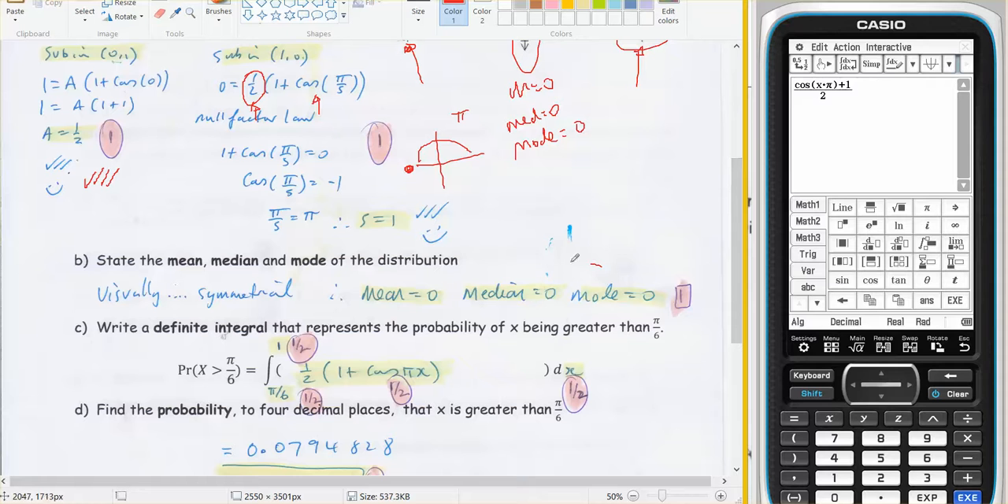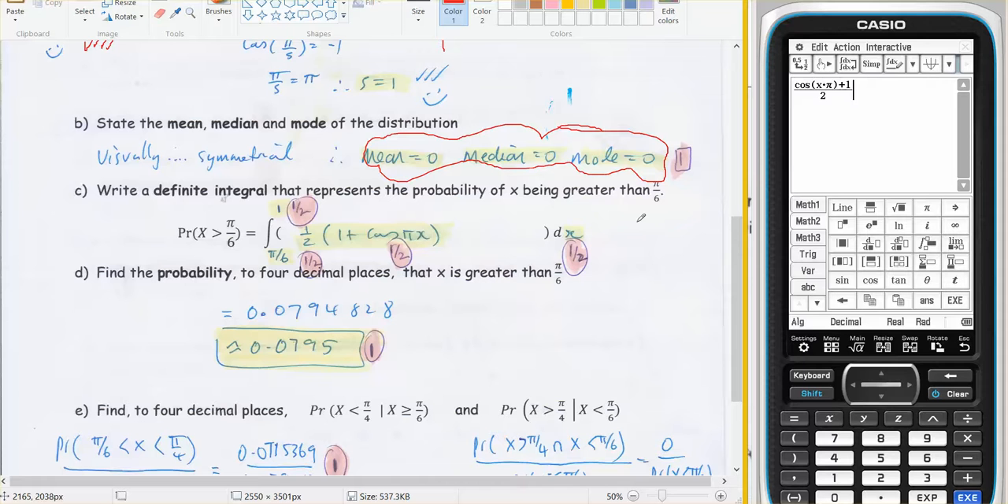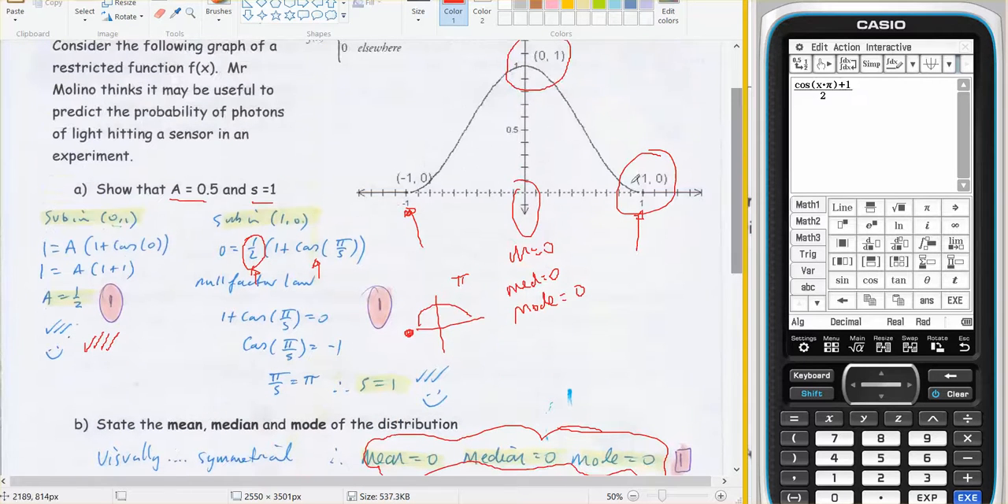Part B, they're all equal to 0. I can find it out through symmetry. Write a definite integral that represents the probability of x being greater than pi on 6.